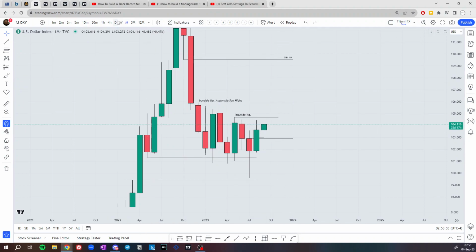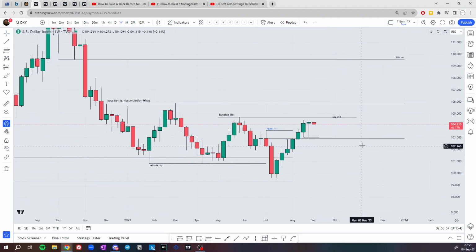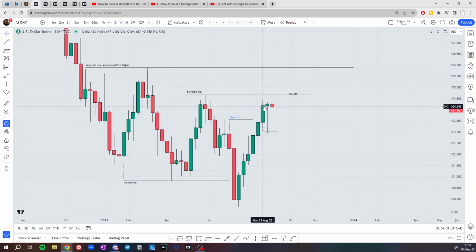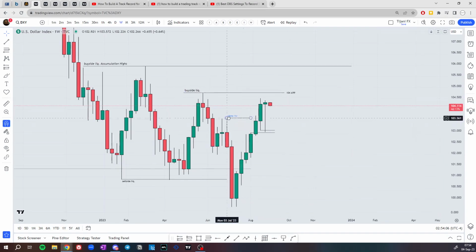We could have that. On the weekly time frame, what we see is the previous week has dropped lower, filling this weekly fair value gap here, then has closed as a bullish contraction candle.